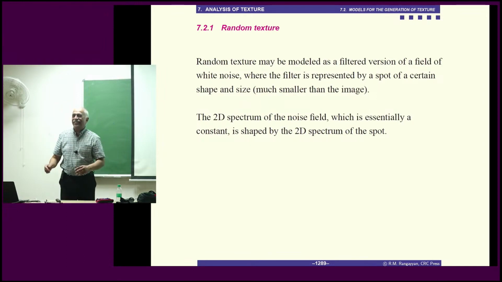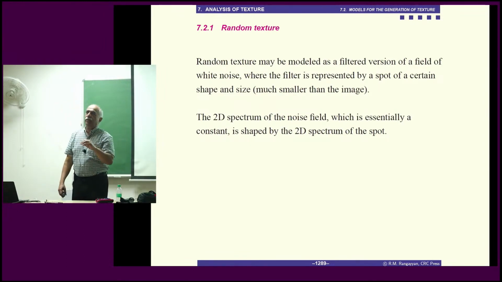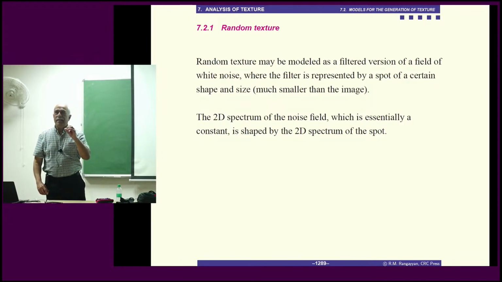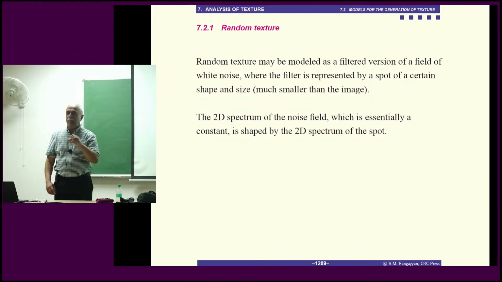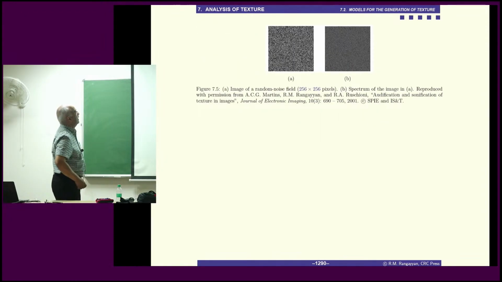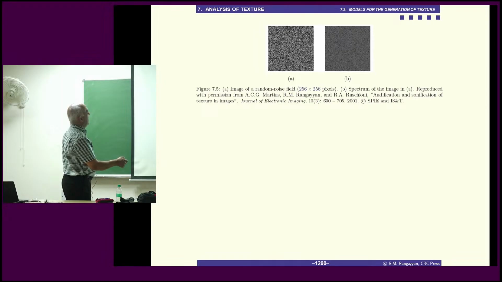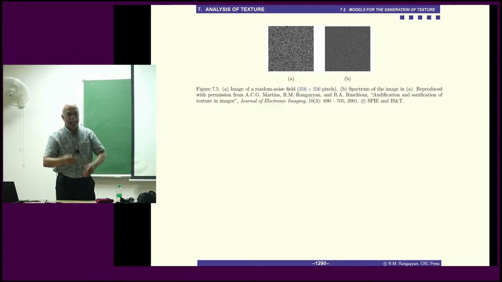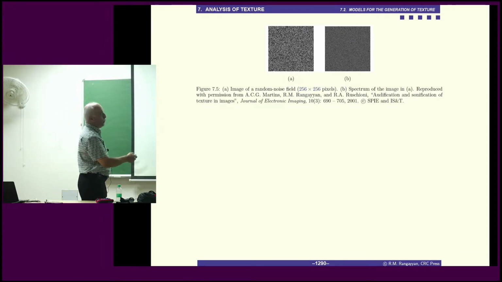Okay, we'll continue. So essentially, the spectrum of the noisy random texture image will be the spectrum of the spot filter, because the other input, the spectrum of random noise, is flat. So here is a noise field, computer generated, and its spectrum, I took the Fourier transform, it's almost constant. There are some variations here when you map for display, but that is supposed to be constant.